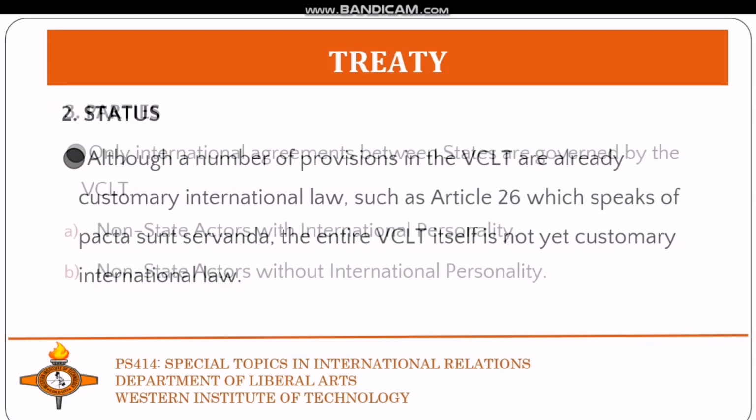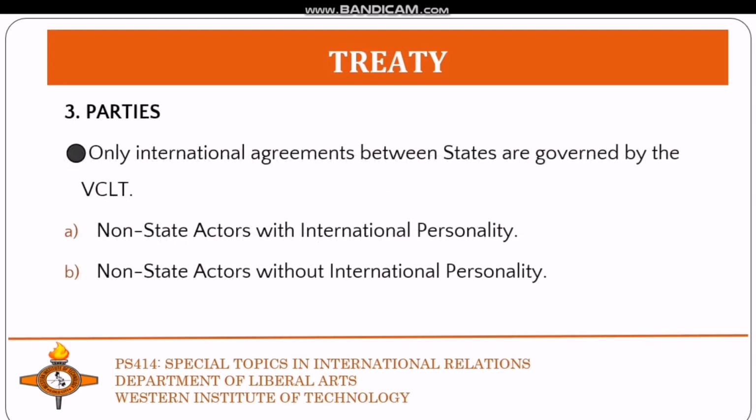Next is parties. So only international agreements between states are governed by the VCLT. State laws or national laws are not covered because, again, treaties are agreements between two or more international states and not by one state alone.